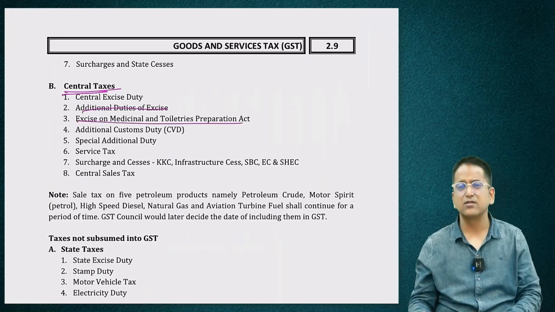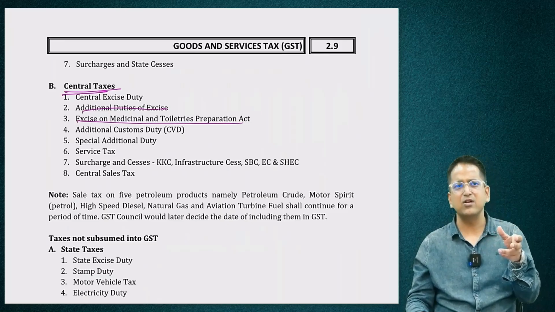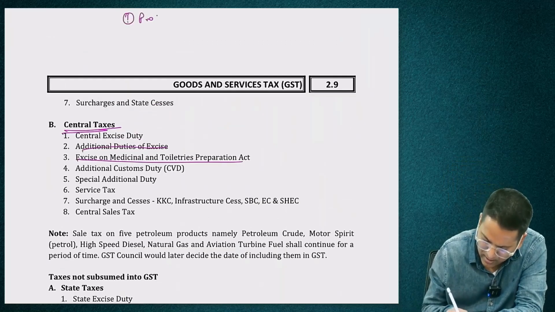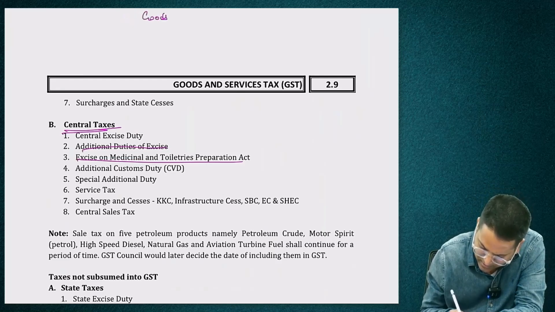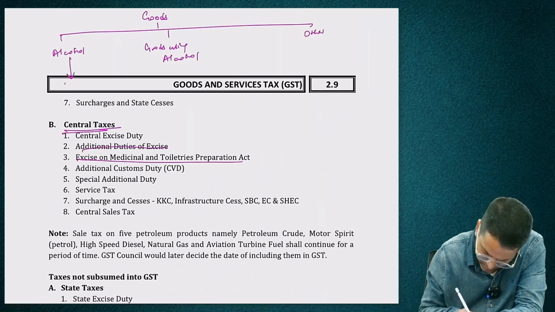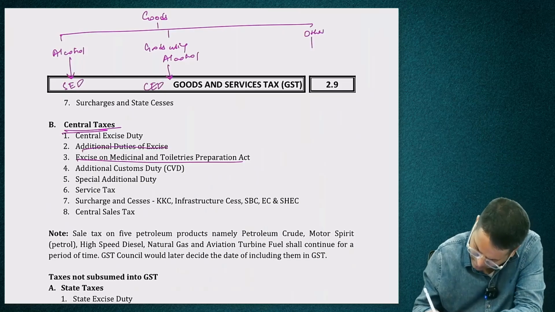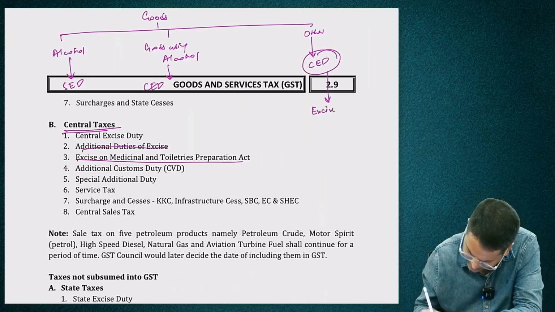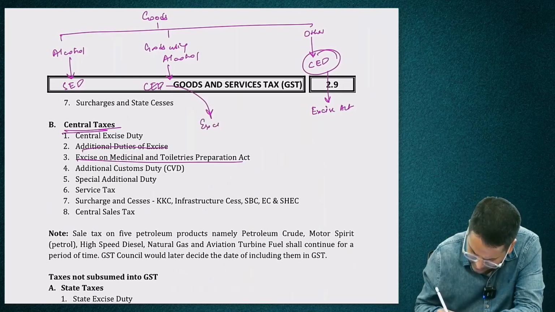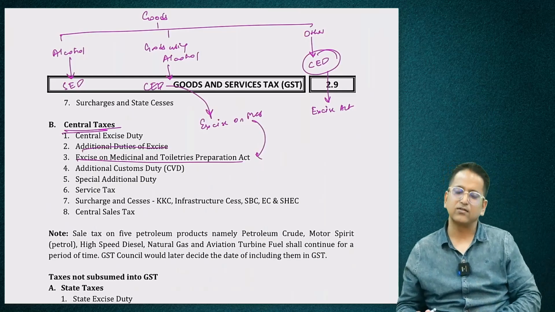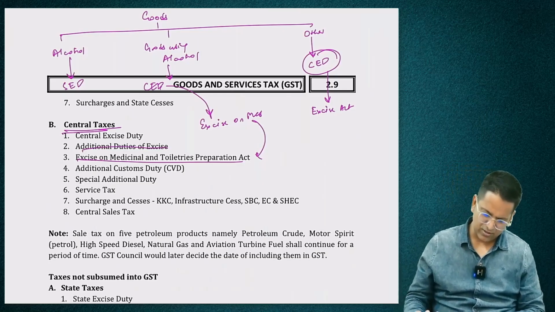Excise on medicinal and toiletry preparations. The goods that were manufactured using alcohol also had central excise duty on them. Now see, earlier the goods were divided into 3 categories. One is alcohol. Second, goods using alcohol. And third, other goods. On alcohol, state excise duty was levied. On the others, central excise duty was levied under the Excise Act, and on medicinal and toiletry preparations, central excise duty was levied under the Excise on Medicinal and Toiletries Preparation Act. It's also central excise duty, but there were different laws for each.